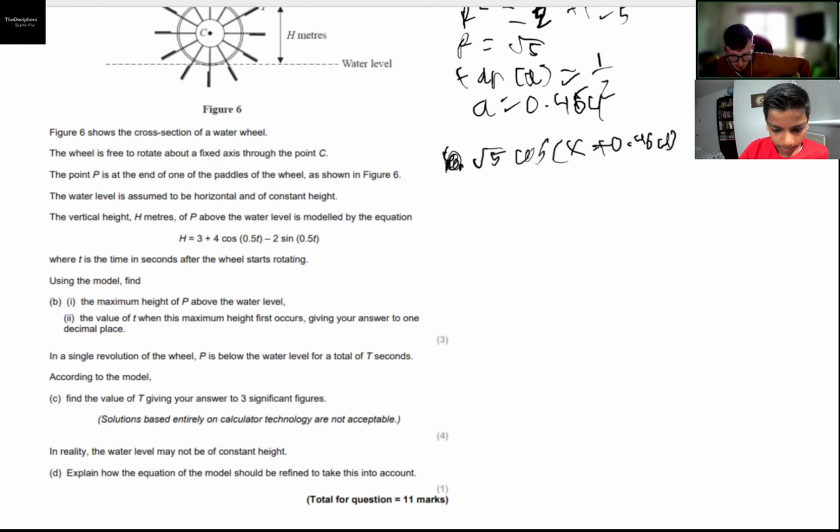Okay, so we're then told that figure 6 shows the cross section of a water wheel. The wheel is free to rotate about a fixed axis through the point C. The point P is at the end of one of the paddles of the wheel, as shown in figure 6. The water level is assumed to be horizontal and of constant height. The vertical height h meters of P above the water level is modelled by the equation h equals 3 plus 4 cos 0.5t minus 2 sine 0.5t, where t is time in seconds after the wheel starts rotating. Using the model, find the maximum height and the time t when it reaches its maximum height.